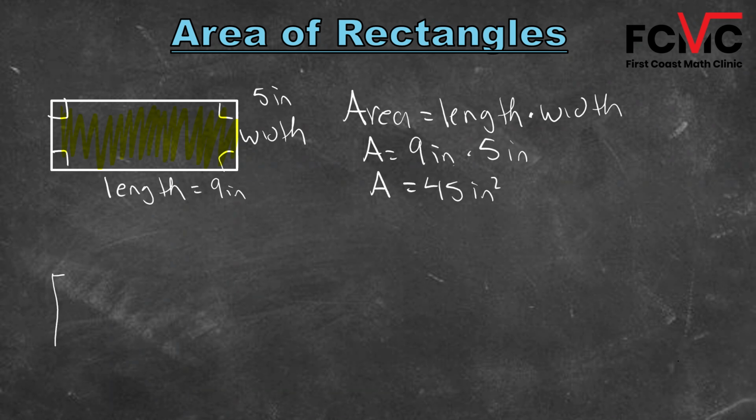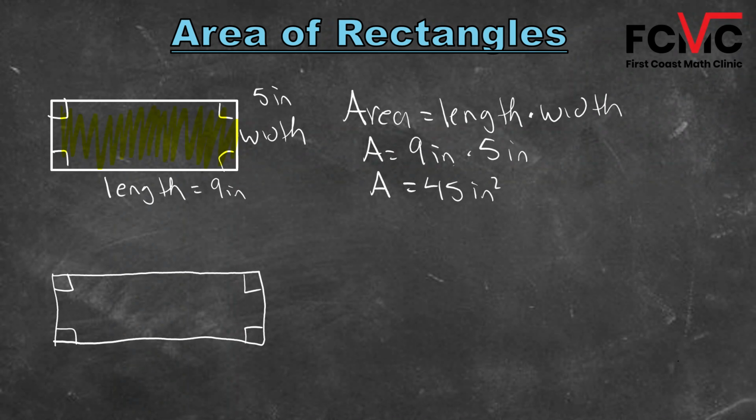So let's say we've got something like this. So we've got our rectangle here, got our four 90-degree angles, and we've got maybe 12 centimeters and X centimeters here, but we know that our area is equal to 60 centimeters squared. So how would we figure this out, right? So now we're looking for our width. We want to figure out this length, okay?